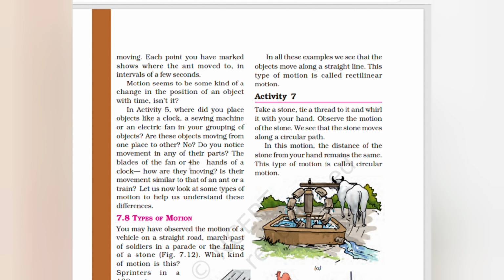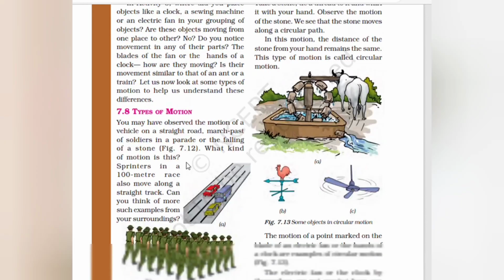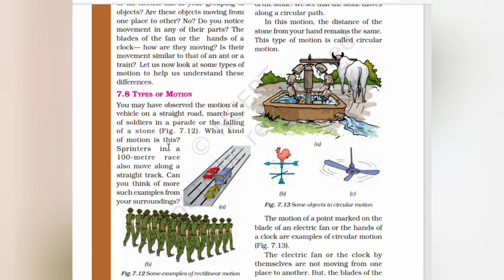Let us now look at some types of motions to help us understand these differences. Types of motion. You may have observed the motion of a vehicle on a straight road, march past of soldiers in a parade, or the falling of a stone. What kind of motion is this? Sprinters in the 100-meter race also move along a straight track. Can you think of more such examples from your surroundings?